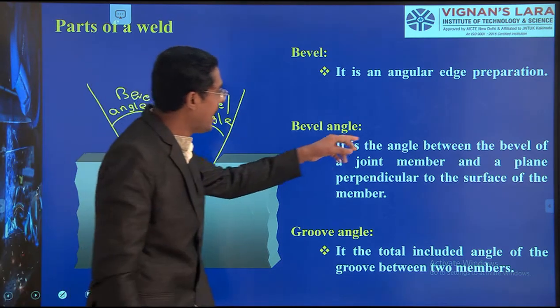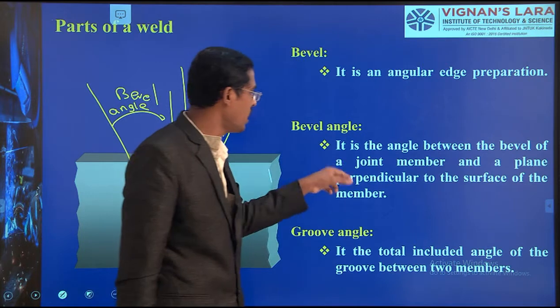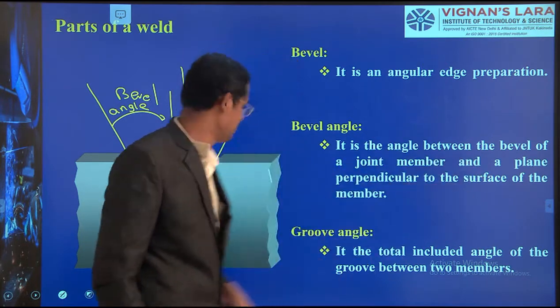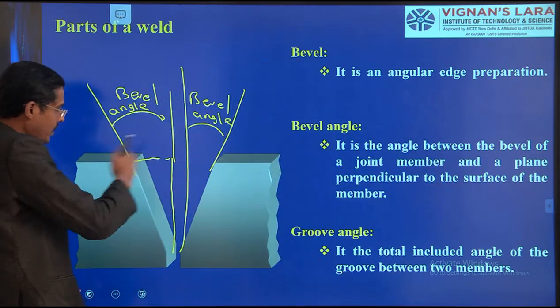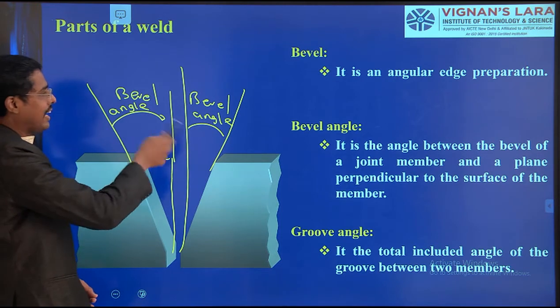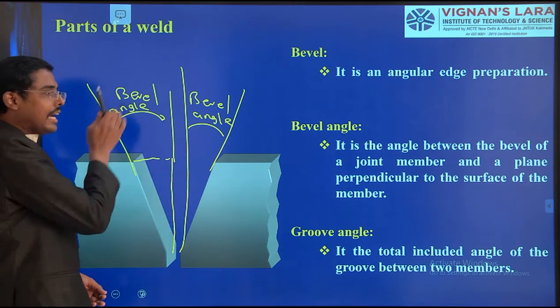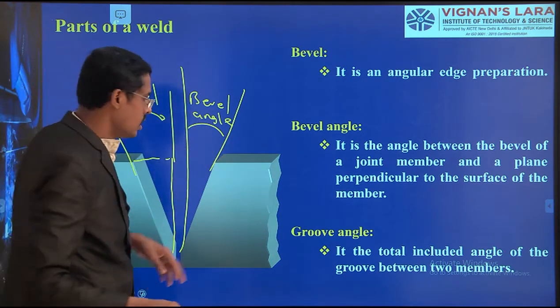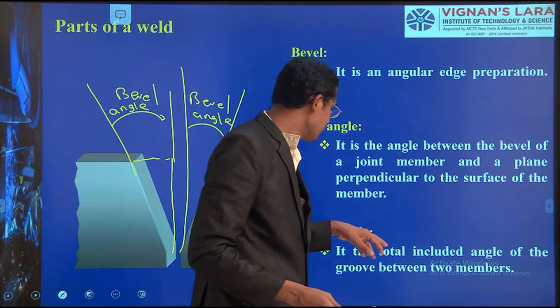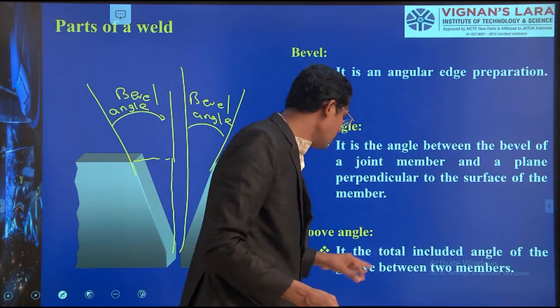It is the angle between the bevel of the joint member and the plane. So here, the plane and the joint member. What is this angle? That is called the bevel angle. Bevel we are taking, and the angle is named the bevel angle. It is the total included angle of the groove between the two members.